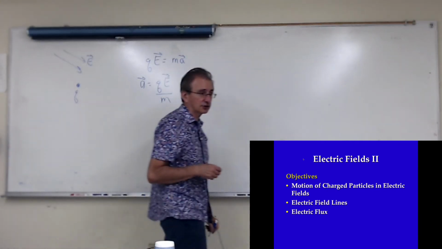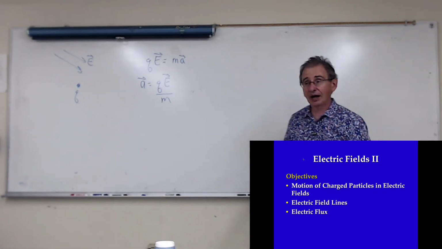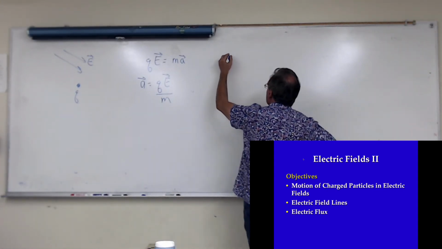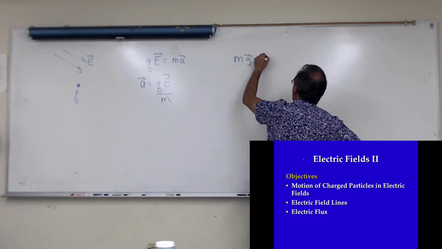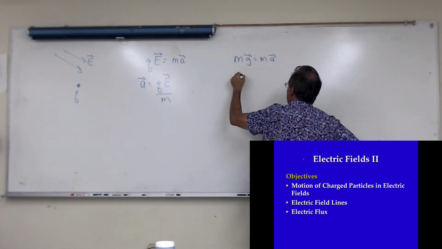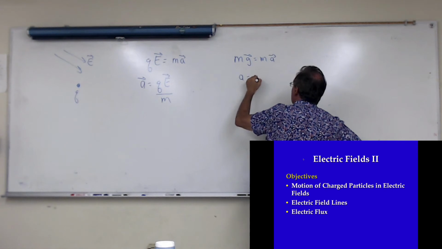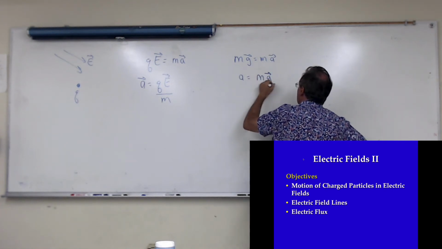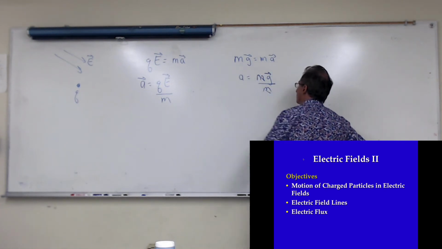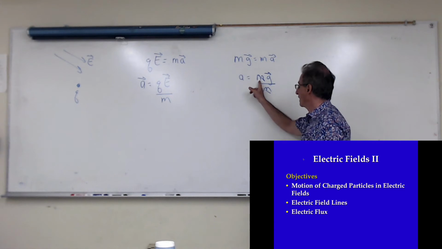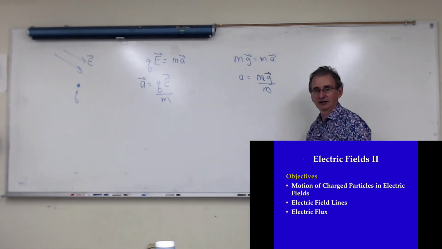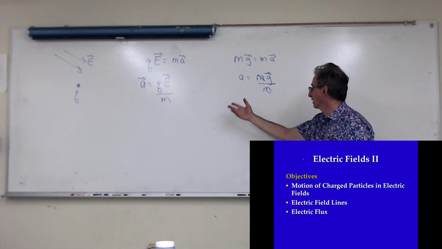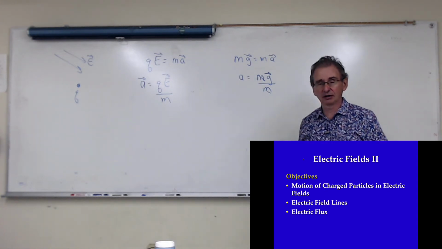Analogously, if we had a mass in a gravitational field, then we would set mg equals ma, and then a is mg over m, and the m's cancel. The only difference is that this m becomes a q. Notice we have the same form here, except that you have an m that cancels here. There you don't.